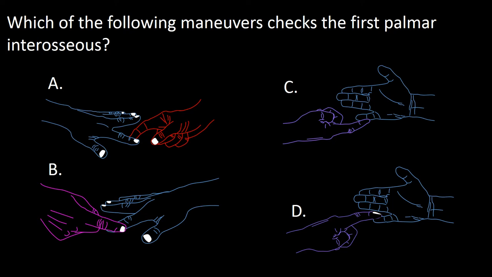Next question. Which of the following maneuvers checks the first palmar interosseus? Please take a look at the different maneuvers and decide whether it's A, B, C, or D.